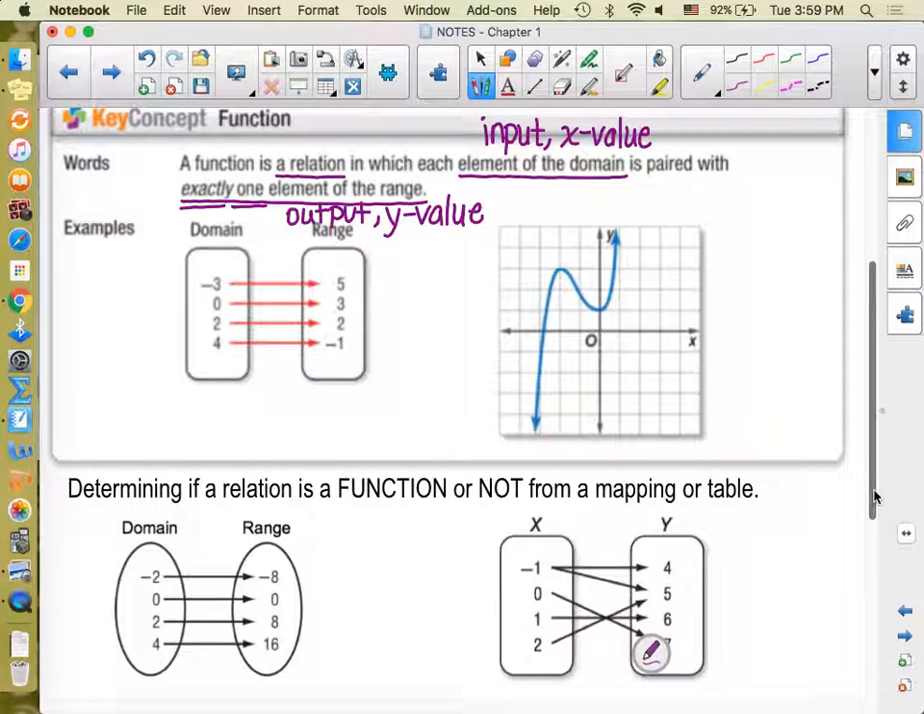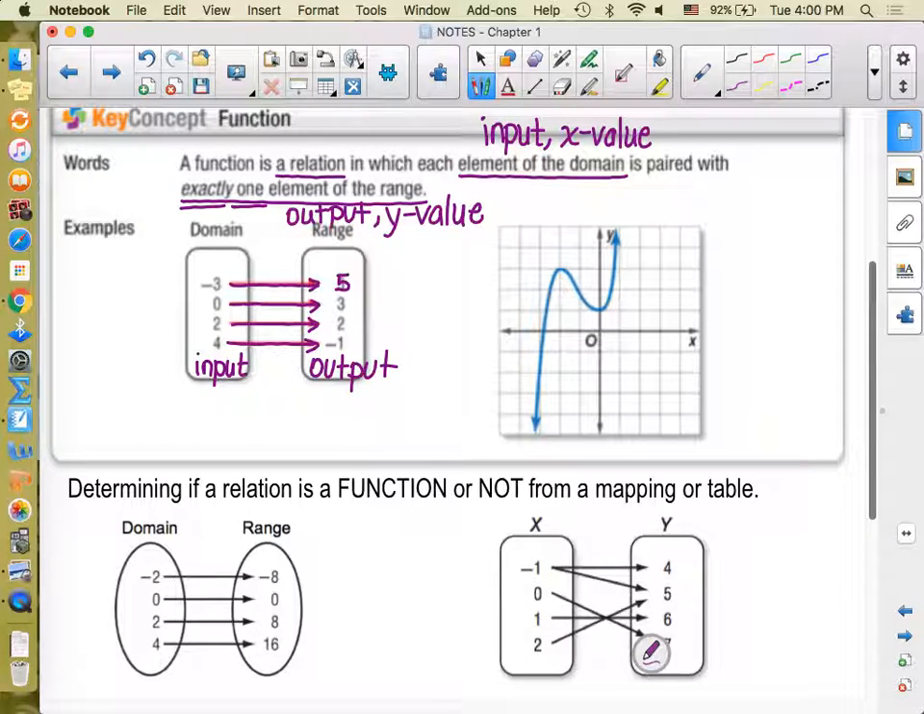So not in context, meaning we don't know the meaning of these domain numbers, these input numbers. Into an equation, into anything, we input a -3, it outputs a 5. So -3 has an output. -3 never has a different output anywhere else. 0 only has one output, 2 only has 1, and 4 only has 1.